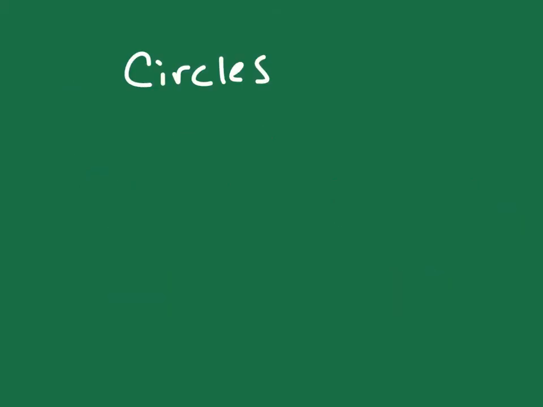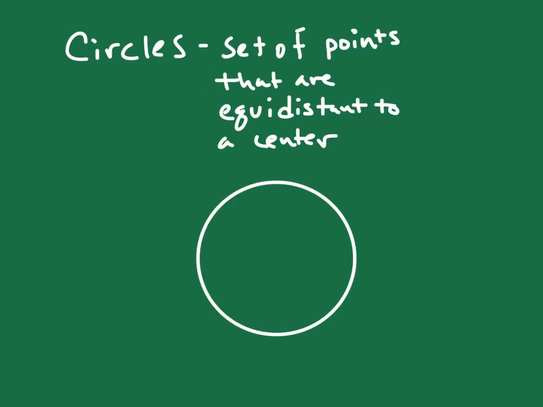The next thing that I want to talk about is a circle. A circle is a set of points that are equidistant from a center. Here's an example of a circle. Now I want to label the center of my circle, which we'll call point P. So P is my center, and the distance from here to any location on the outside of my circle is going to be the same. The distance from the center to the outside is called my radius.